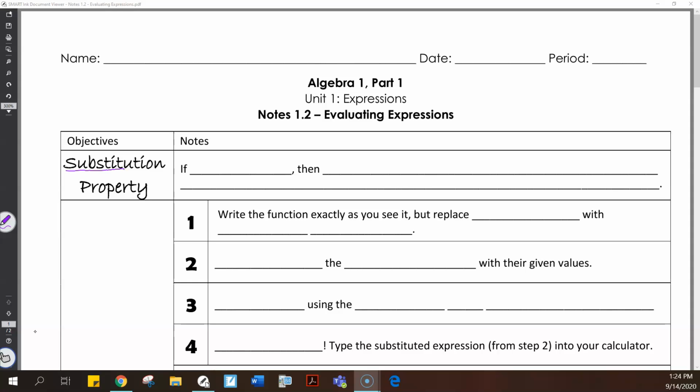The substitution property tells me that if I have two things that are equal, so A is equal to B, then A can replace B in an algebraic expression. So if A and B are the same, then I can take out A and put in B anytime I need to, and vice versa. If A and B are the same, I can take out B and put in A. So I can substitute those for the other if I need to.